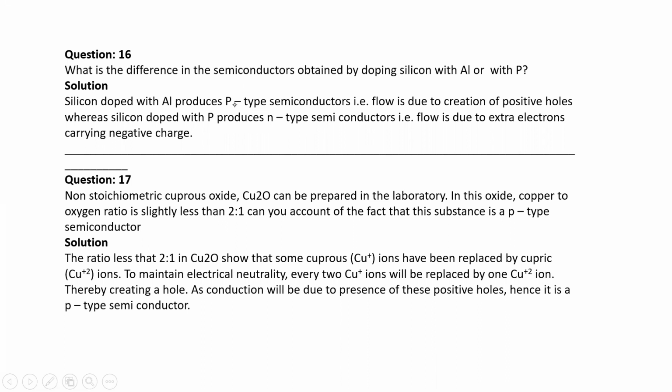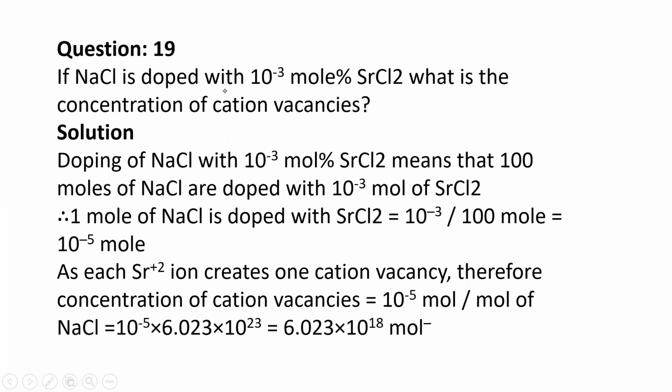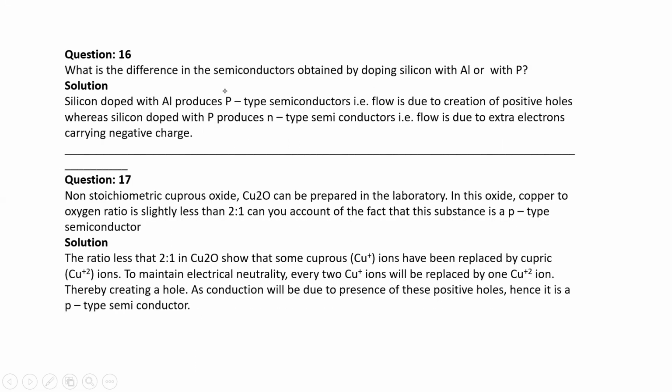When you get a p-type semiconductor, just note this down, very, very important, all the students. If silicon or germanium semiconductors are doped with a 13th group element, that is aluminum, boron, indium, thallium, etc., we can say it is forming a p-type semiconductor. The 13th group element is important, and the flow is due to the creation of positive holes.